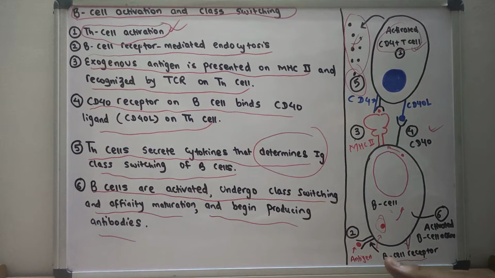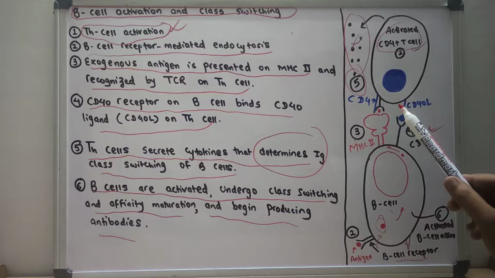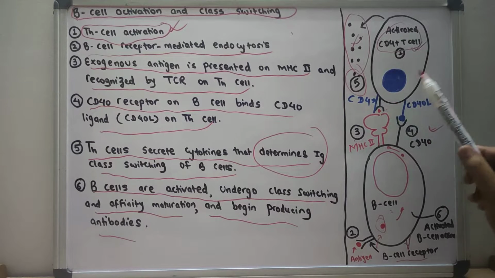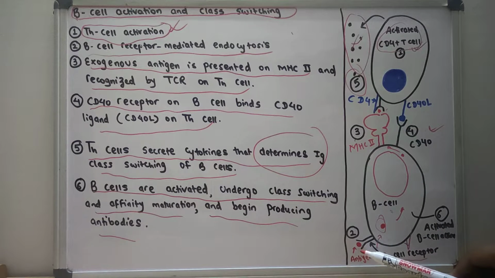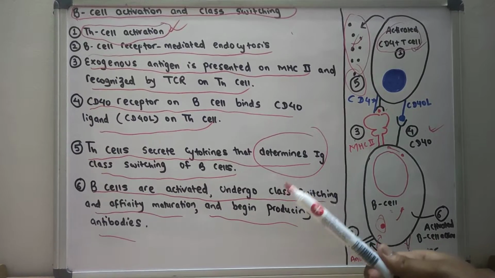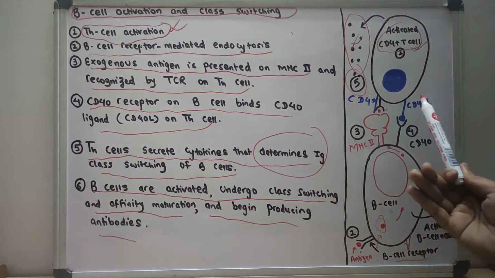So first of all, what happened? We have the activated CD4 T cells that have on their surface the CD4 and the T cell receptor, and we have the exogenous antigen, which is taken up by the B cell receptor present on the B cells. The exogenous antigen is presented on the MHC2 and that is recognized by the T cell receptor on the T helper cells.